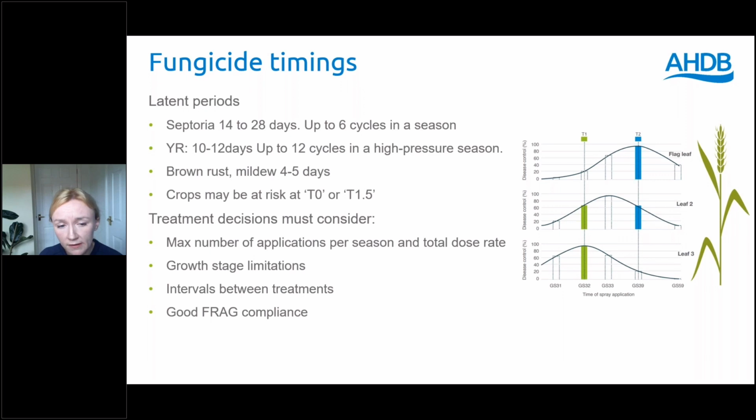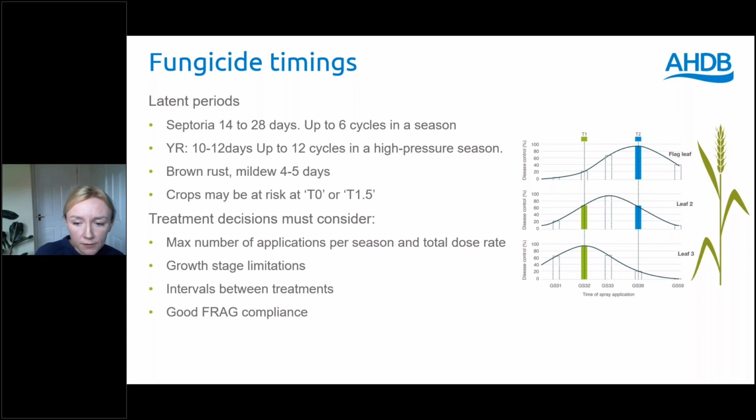When we come on to product choices later, you're really limited in terms of a number of different factors. How many applications can you make of that product in the season? The total dose rate, which is important for things like tebuconazole and SDHIs. Growth stage limitations is another factor. How many days you need to leave between treatments, and of course, as Nicola mentioned earlier, FRAG compliance. If you're applying a product for yellow rust, does it comply with the fungicide resistance management guidelines, especially for pathogens like septoria that need really good compliance with the FRAG guidelines?